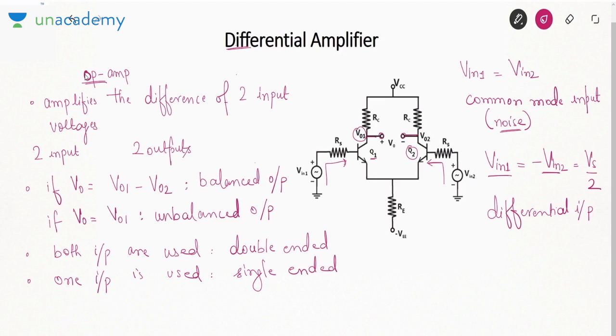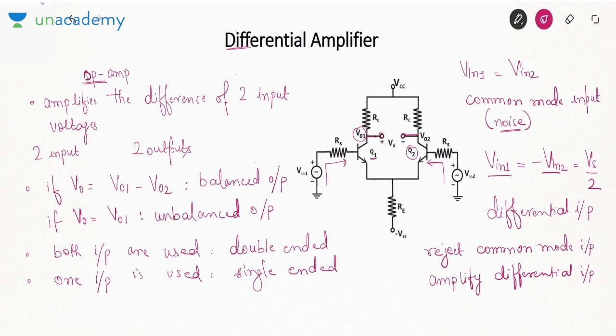Now we are designing a differential amplifier to amplify the difference. If we want to amplify the difference, we want to reject common mode input, or you can say noise. You want to reject noise and amplify differential input, right? I don't want the noise to be present at the output of the amplifier.